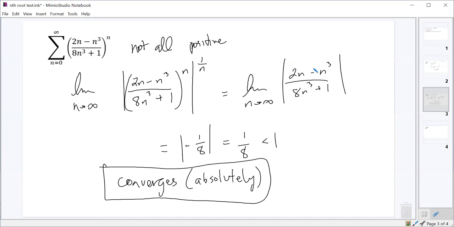Let's see. No, actually, sorry. No, you would never get conditional convergence for this using the nth root test, Nick. Only if L equals 1, then you could find out that it might conditionally converge, but you wouldn't be guaranteed about that. You'd have to go do other tests.